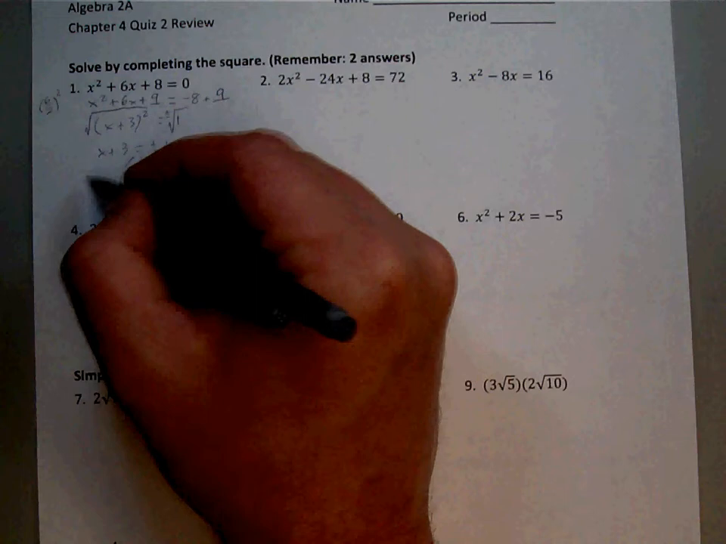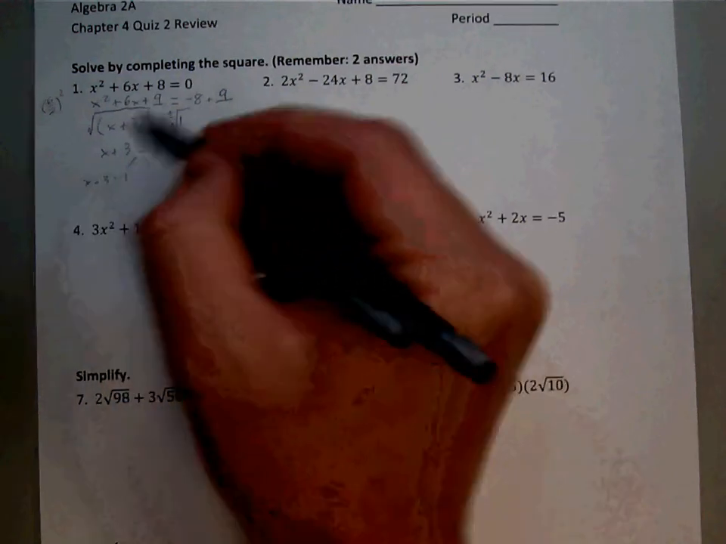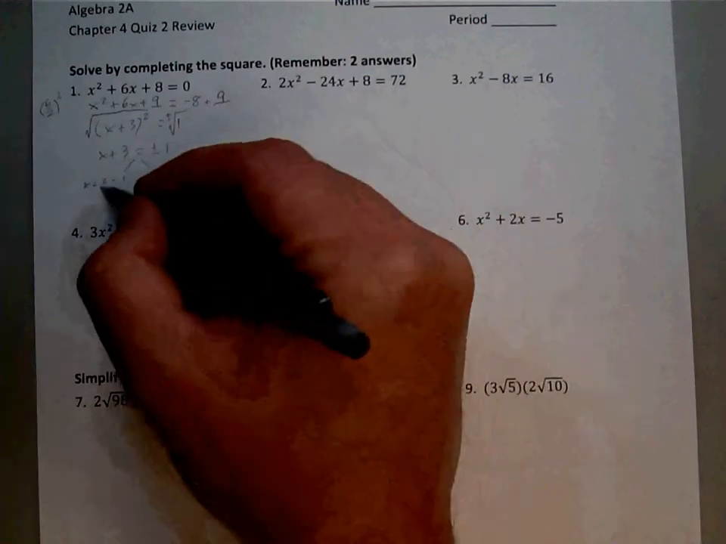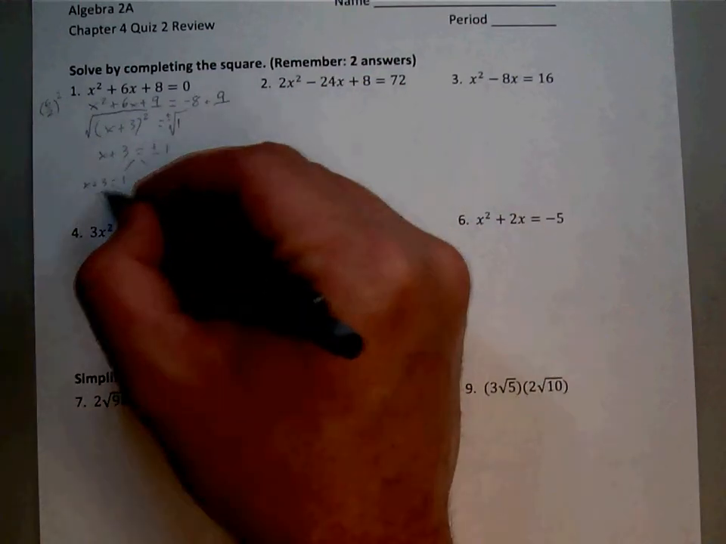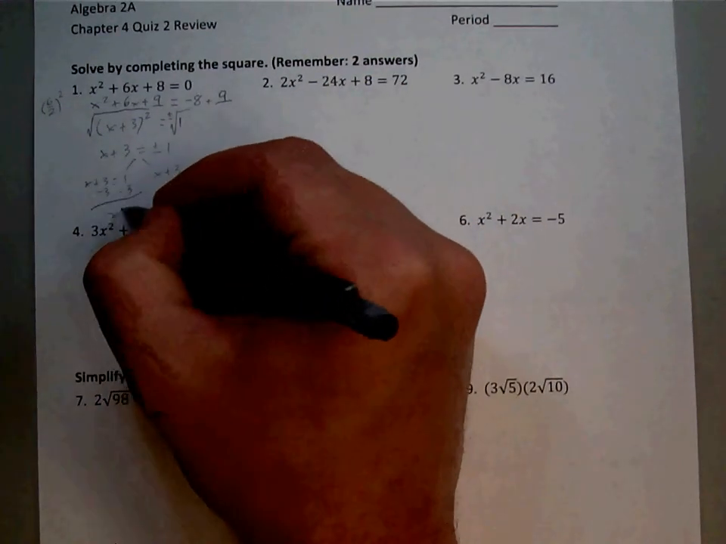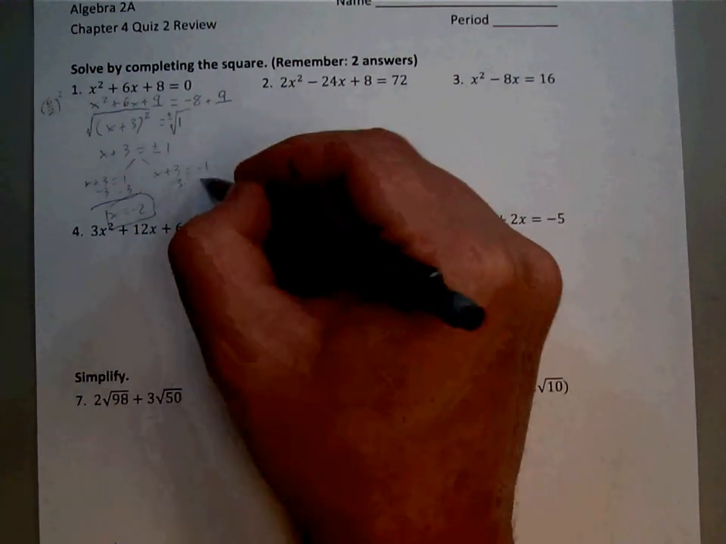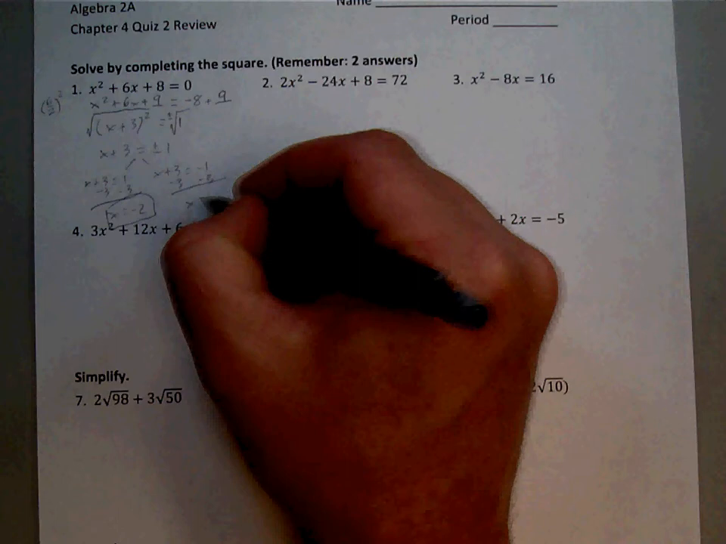So I can make my two equations. x plus 3 equals 1. x plus 3 equals negative 1. Subtract the 3. Get x equals negative 2, and x equals negative 4.